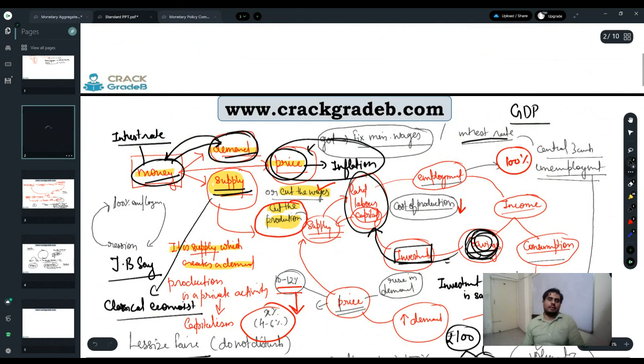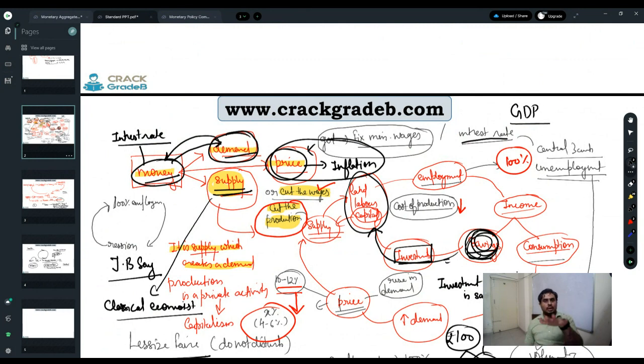Inflation and price rise, and they are known as monetarists. So who is going to be the RBI's governor? Once you know his background, you can get an idea what kind of course of action is going to be there in the next 2 to 3 years in that country's economy.